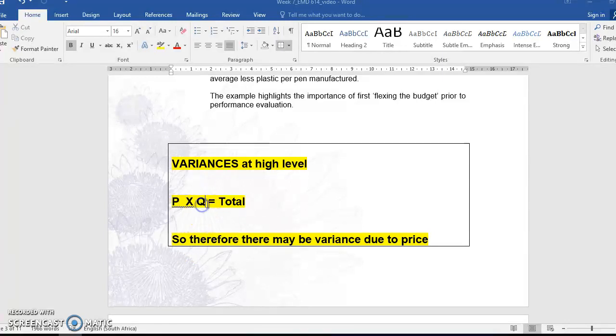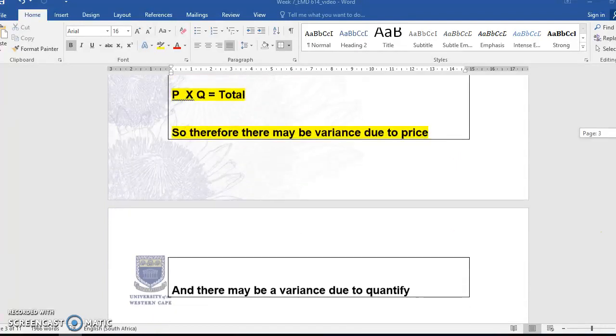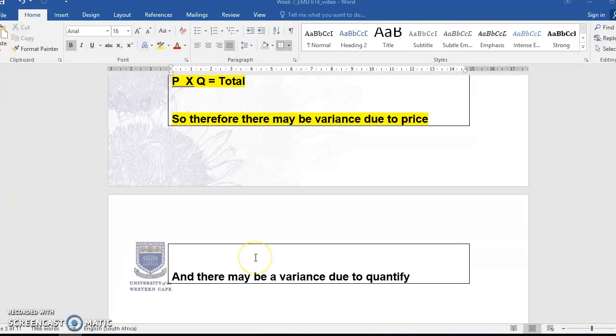And then as well as price, there could be a difference due to quantity. In other words, the quantity which we actually end up using or purchasing versus the quantity which we budgeted to use. And so there could be a variance based on quantity.